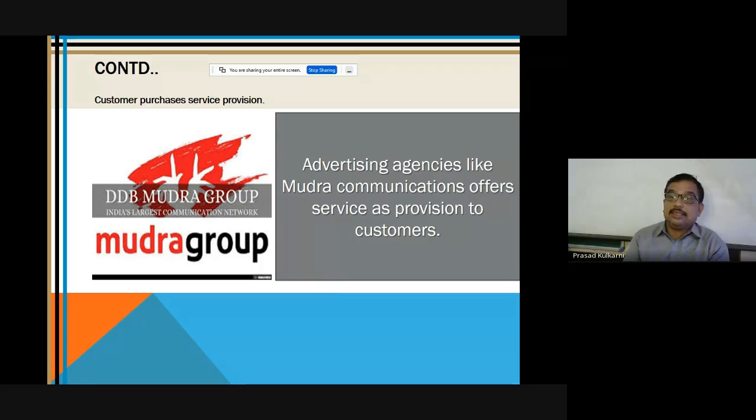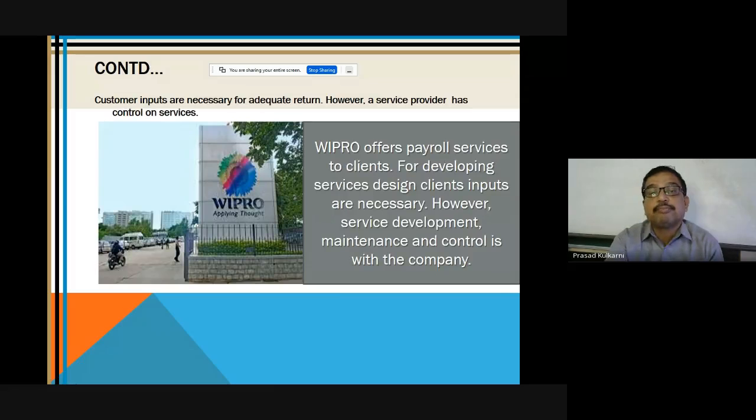Advertisement agencies, particularly like Mudra Communications, offer the services as a provision to customers. Say you go for a particular social media campaign and you are not happy with the campaign. So you can modify the campaign. For that, you have to involve the Mudra group. Or you are coming out with a TV commercial, you want to cut down the duration, you have to interact with the Mudra group. So service as a provision. So customer purchases.